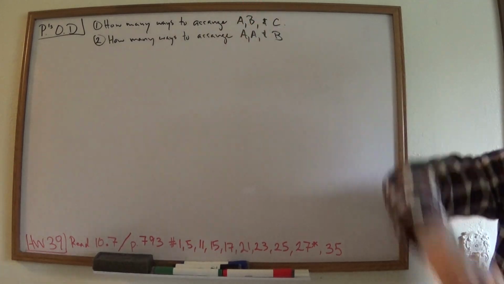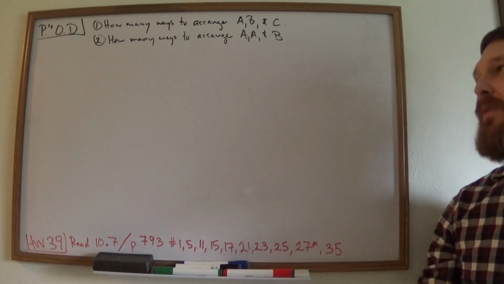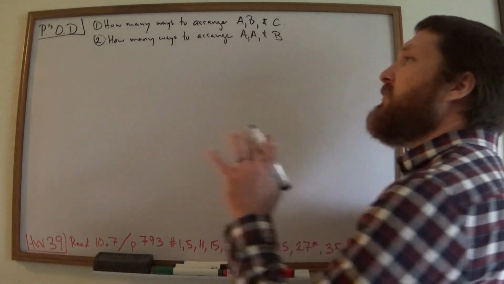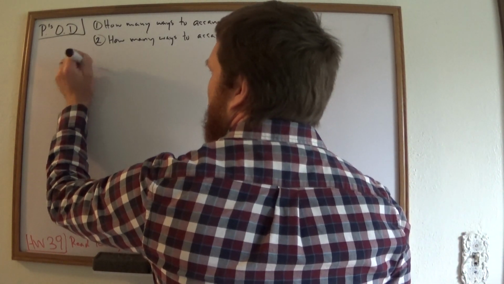How many ways are there to arrange A, B, and C? 6. Right, we did this last time. This is exactly what we did last time. I'm going to brute force it, just the same way we did last time.